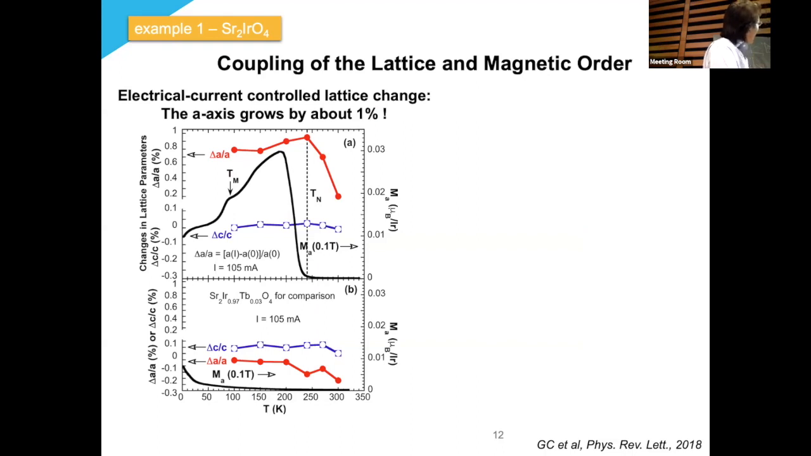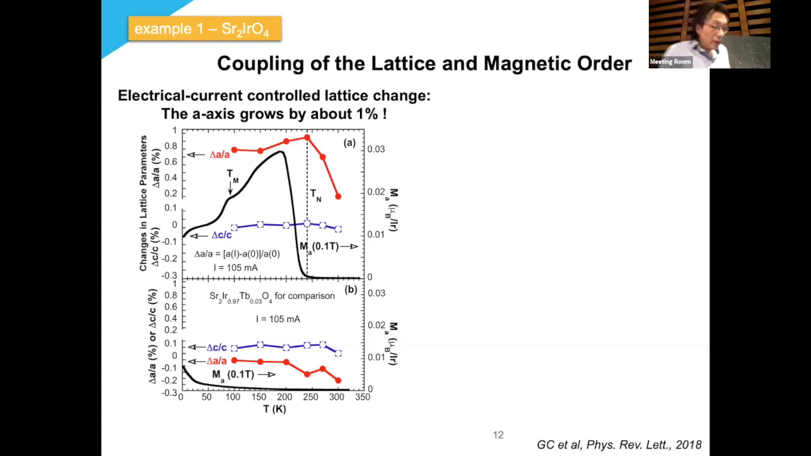These red curves are the A-axis expansion due to application of current, whereas these black curves are magnetization for reference. The results indicate that when we apply current to this system, the lattice, in this case the A lattice, actually expanded very significantly. Around this magnetic order, 240, we have this peak here. This indicates that the A-axis expanded by about 1%. And of course, the C-axis remains essentially unchanged.